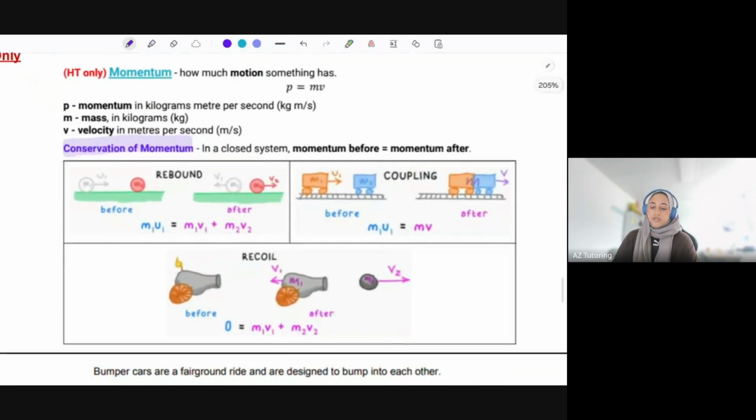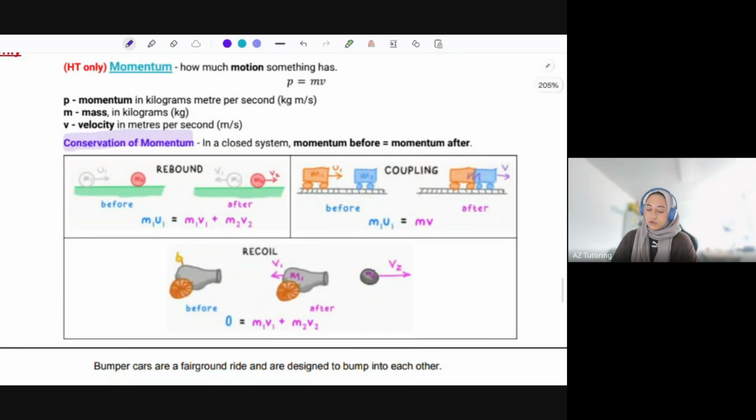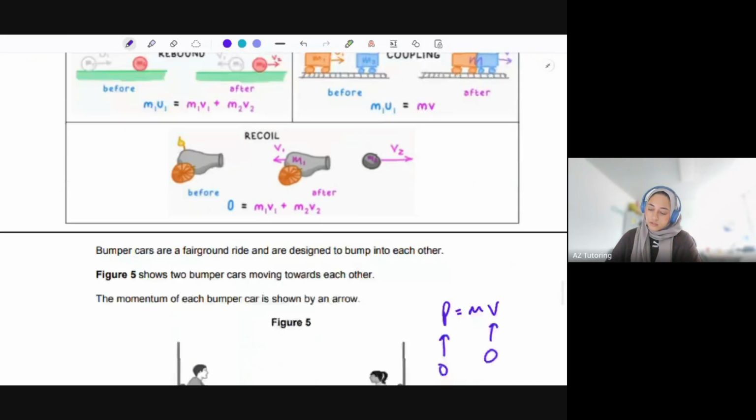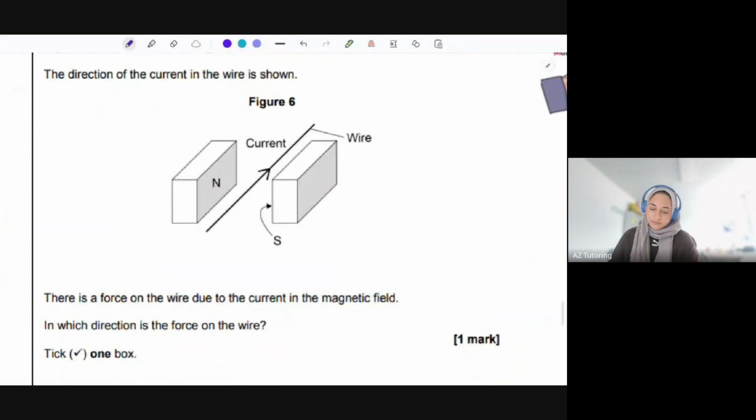So these are the three examples they could ask you about, so rebound, coupling, or recoil as well. So I guess this recoil example was what this bumper cars one was as well. So when you're shooting something out of a cannon, because the ball's not being shot out of the cannon, the momentum is zero because there's no velocity. So therefore, after it must also equal zero as well. Even though there is movement, they will cancel out and it will be zero as well because momentum before equals the momentum after.